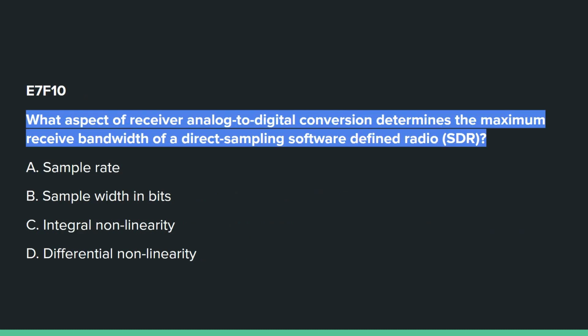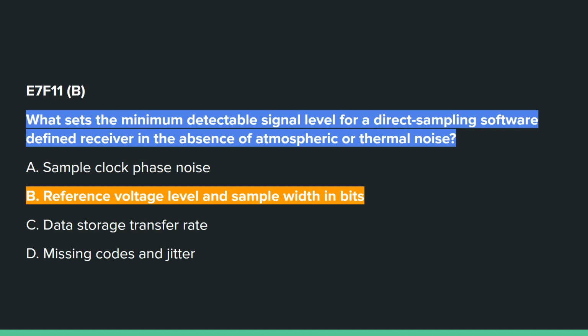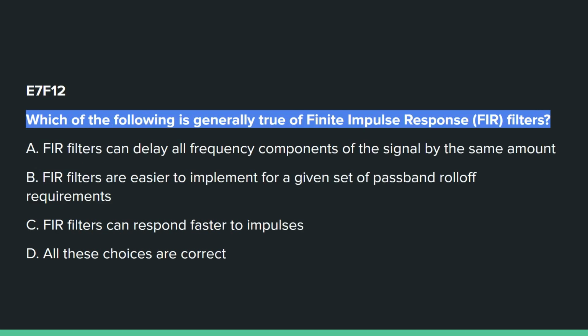E7F10, what aspect of receiver analog to digital conversion determines the maximum receive bandwidth of a direct sampling software-defined radio? A, sample rate. E7F11, what sets the minimum detectable signal level for a direct sampling software-defined receiver in the absence of atmospheric or thermal noise? B, reference voltage level and sample width in bits.